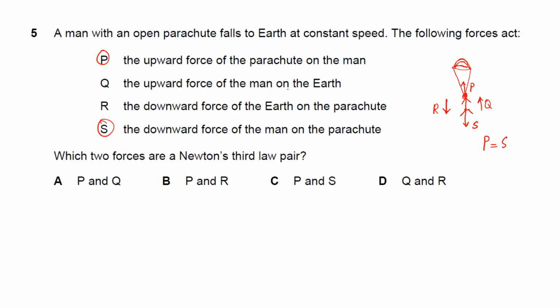Upward force on the man of the man on the earth and the downward force of the earth on the parachute, I mean, these are not the Newton third law pair at the moment. So answer C will be the best choice we have.